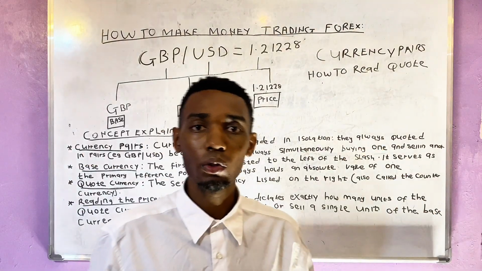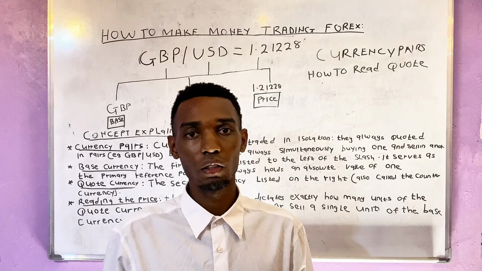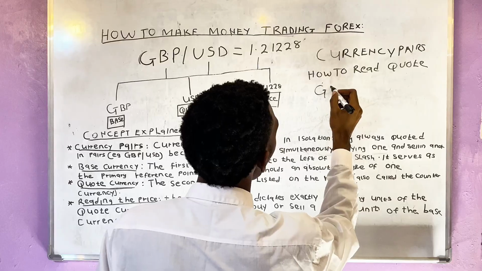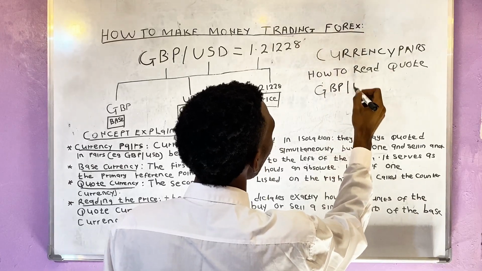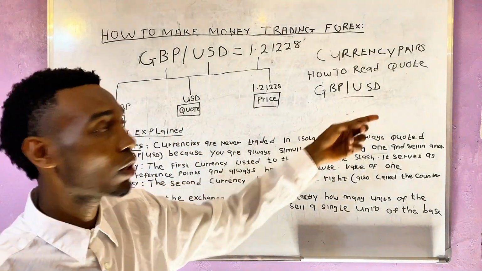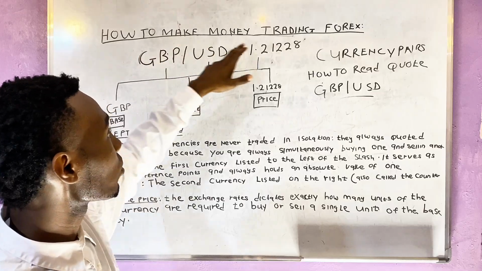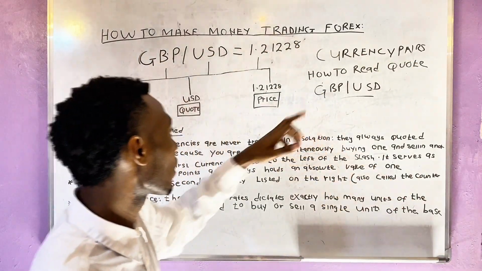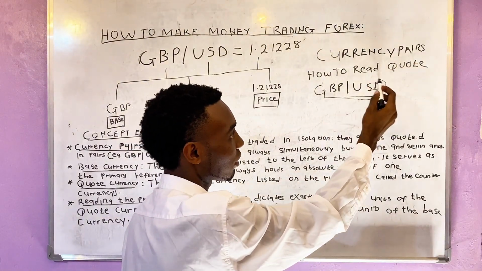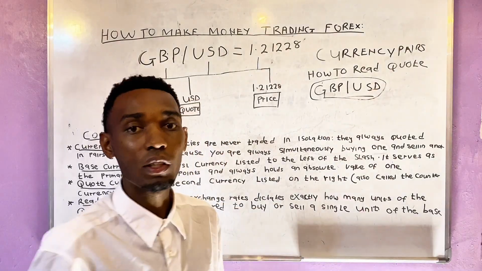We want to see how you read and how you quote the currencies. Now, an example: GBP/USD. These are the currencies. We are also looking at how to make money trading Forex. Now, how to read the quote. This is the currency pair. This is the pair. And how to read the quote.